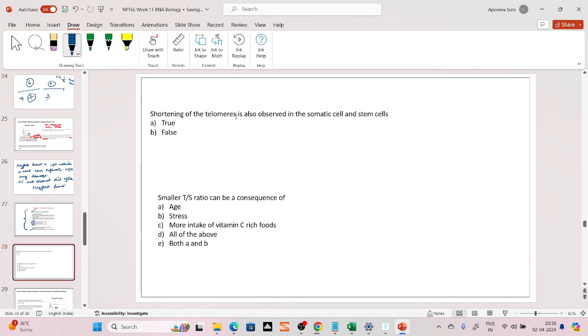Shortening of the telomeres is also observed in the somatic cells and stem cells. True or false? Just read the sentence carefully and then try to answer. I will give you 1 minute for this question. Try to think.